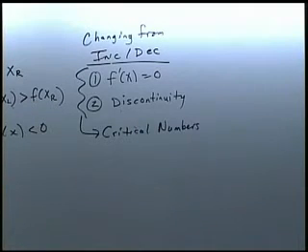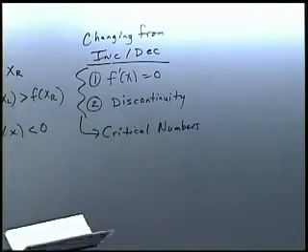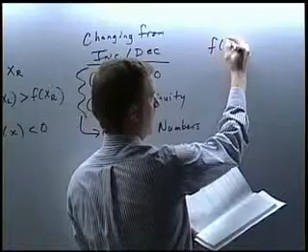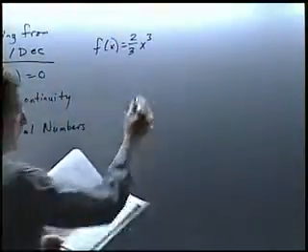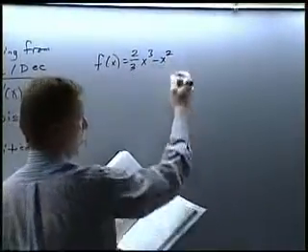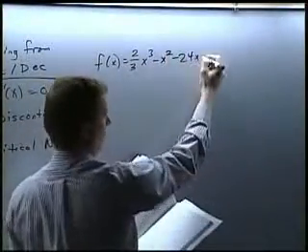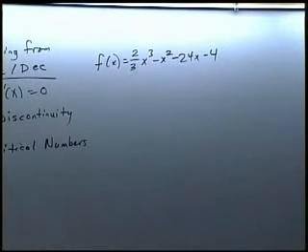I want to get into a specific example here. This will make more sense if we look at an actual problem. Let's just take a polynomial as our first example. Start out with an easy one here: 2/3 times x cubed minus x squared minus 24x minus 4. And our goal is, where's this graph increasing and where's this graph decreasing? And we want to use calculus to find out these values.